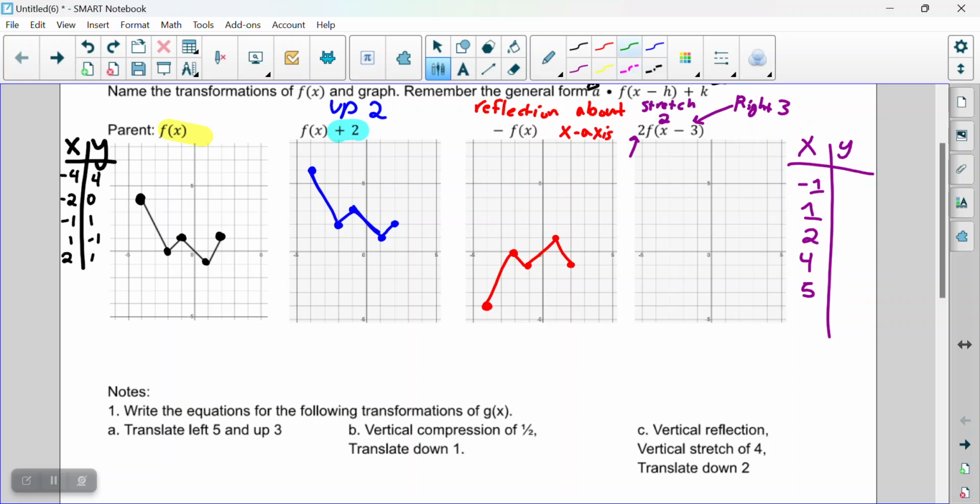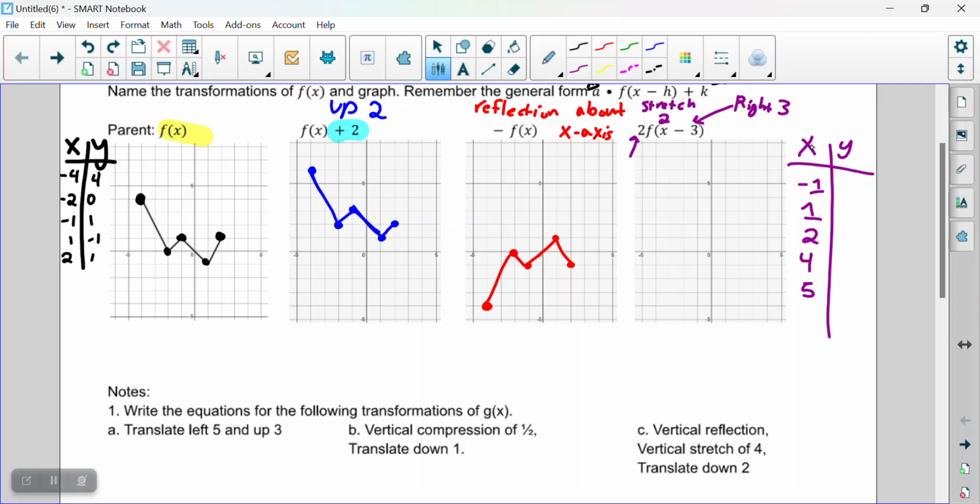Now, how do I do the stretch? The stretch, you're going to take these y values and you're going to multiply them by whatever that stretch was. So if it's stretch 2, you multiply each of these by 2. If it was stretch 4, you would multiply each of these by 4. If it was compress 1/2, if there's a 1/2 here, it's not a stretch, it's a compress. But how you approach it is the same way. You would multiply these y values by 1/2.